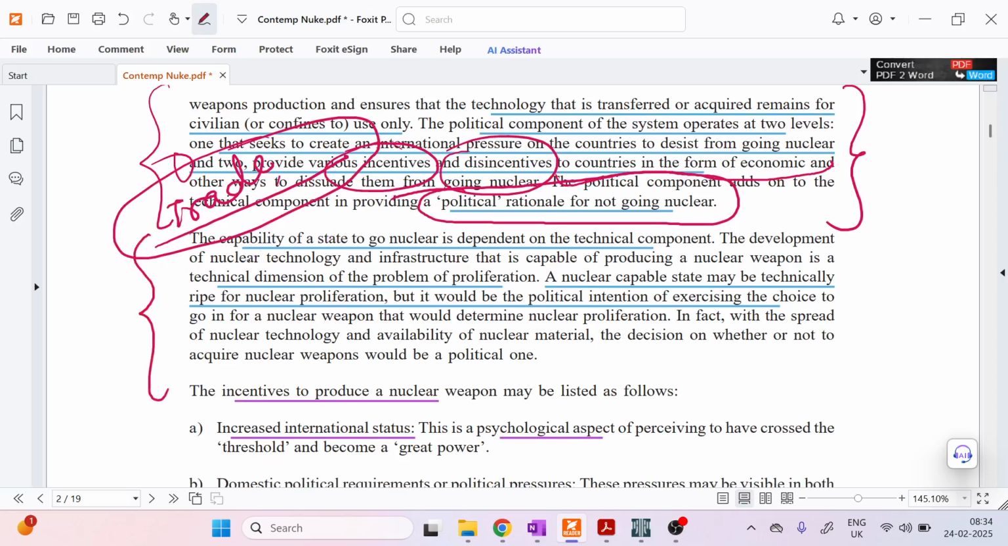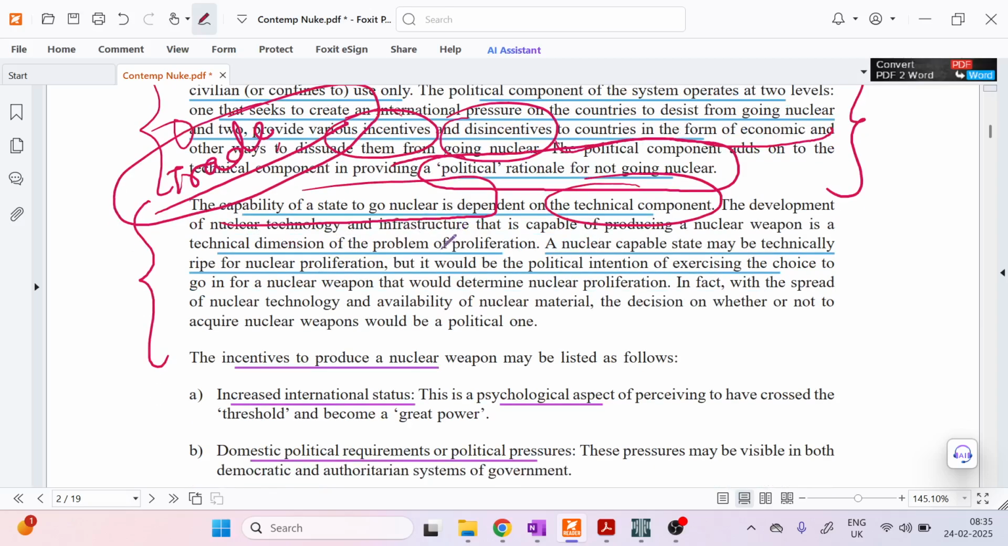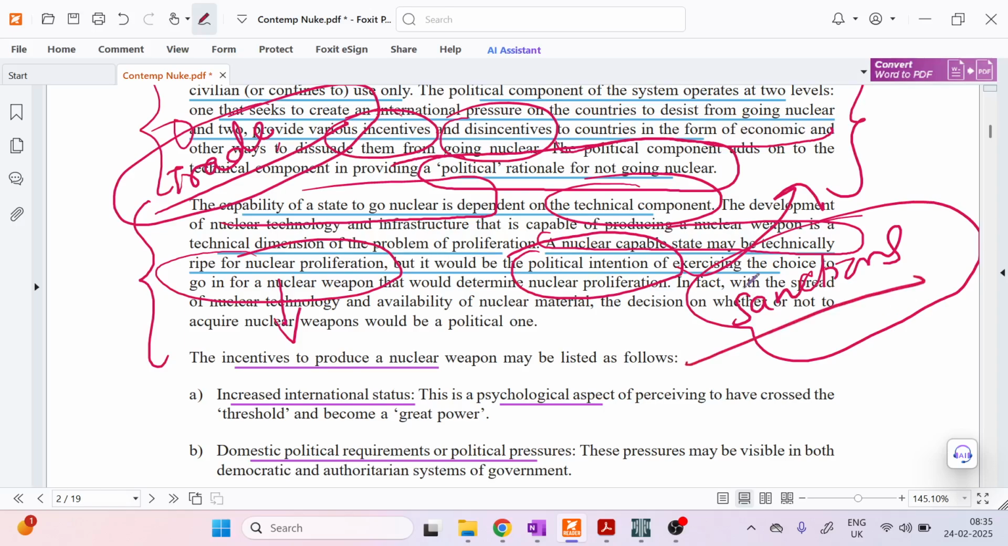Then the next element: the capability of a state to go nuclear depends on the technical component, that is, having a nuclear infrastructure. A nuclear capable state may be technically ripe for nuclear proliferation, which means it has the construction and the facilities. But whether it would go nuclear is a political intention. Whether it can catch the eye of all of its partners, and whether it can withstand all the economic and trade sanctions that will follow such a decision.